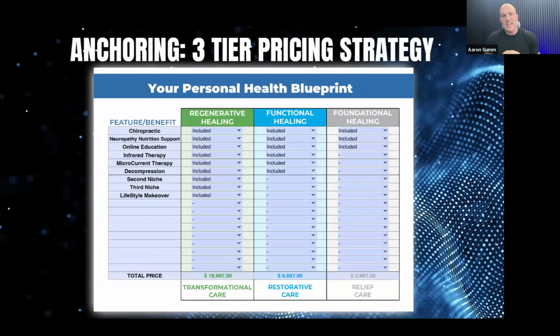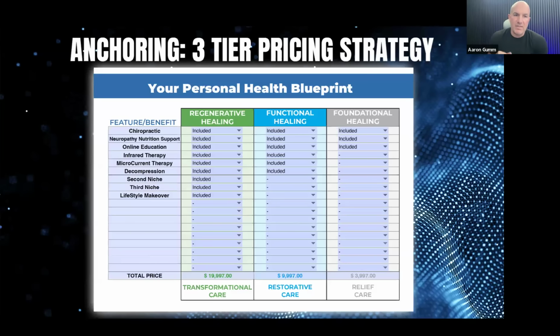So here's an example of a neuropathy patient. We have a regenerative healing plan. So they need chiropractic, they have neuropathy, nutrition, online education, infrared, microcurrent, decompression. They have a second niche, a third niche, a lifestyle makeover. It's almost $20,000. Most people aren't going to spend 20 grand. There are going to be some that will because they want help with all the niches. They want help with their lifestyle, and they'll spend the 20 grand with you to get help.